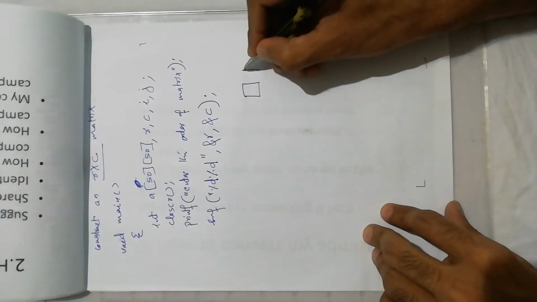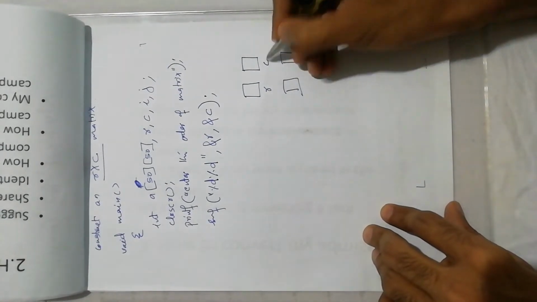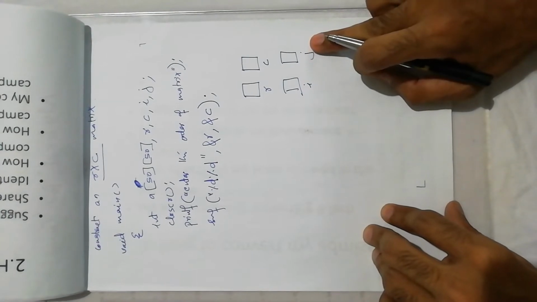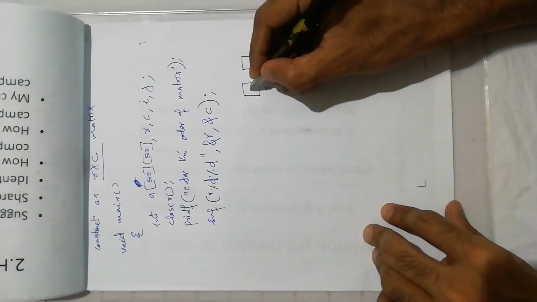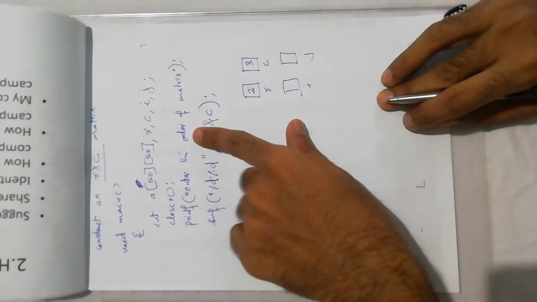The locations are R, C, I, J, R, C, I, J. Okay, so here a 2x3 matrix, 2 rows and 3 columns. Enter the order of the matrix.